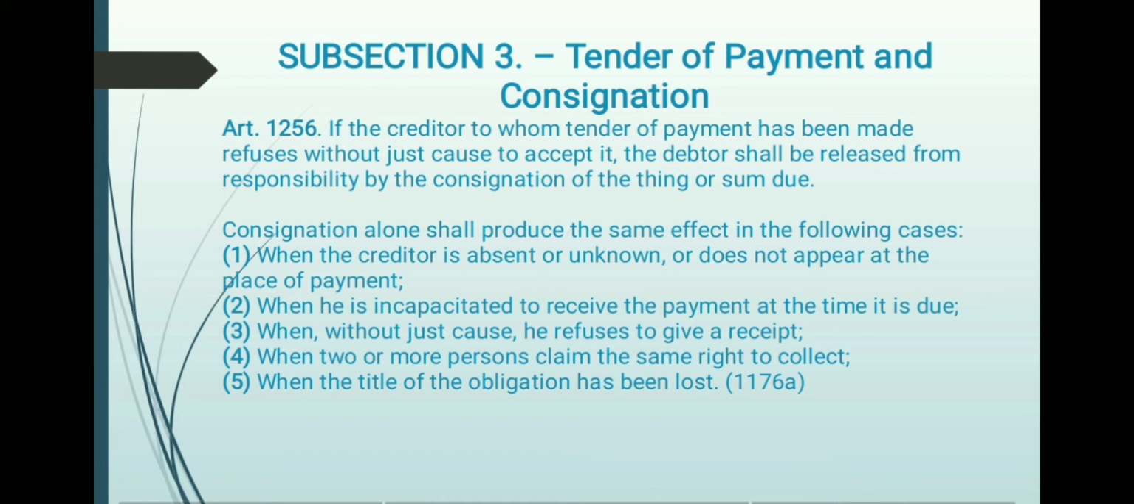Consignation alone shall produce the same effect in the following cases. Number 1, when the creditor is absent or unknown, or does not appear at the place of payment. Number 2, when he is incapacitated to receive the payment at the time it is due. Number 3, when without just cause he refuses to give a receipt. 4, when two or more persons claim the same right to collect. 5, when the title of the obligation has been lost.